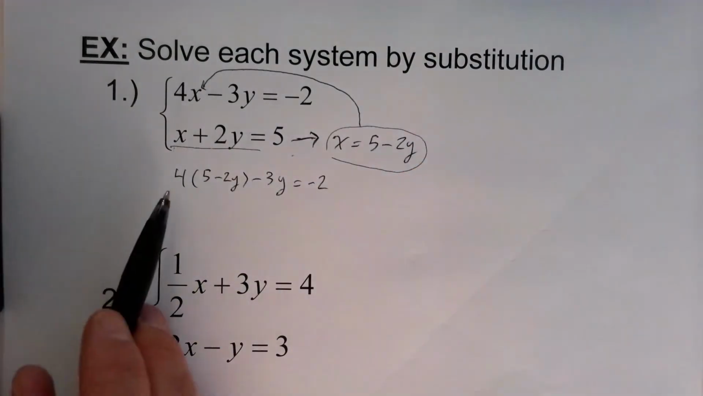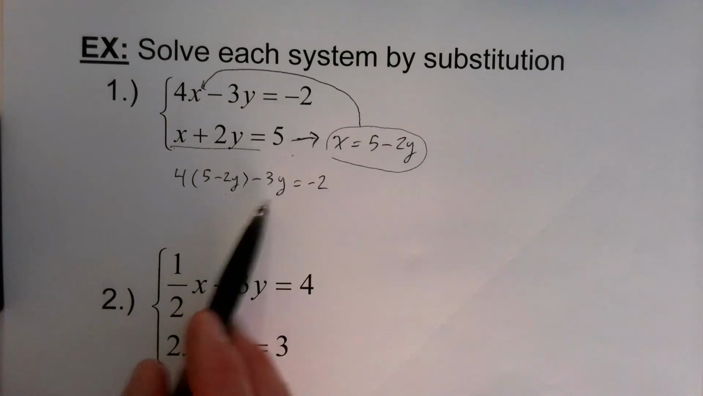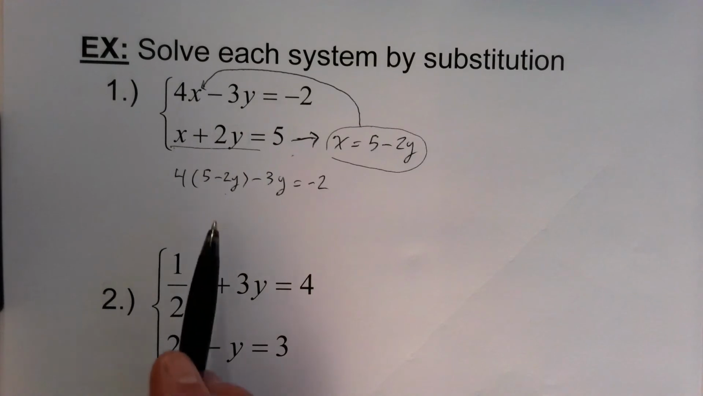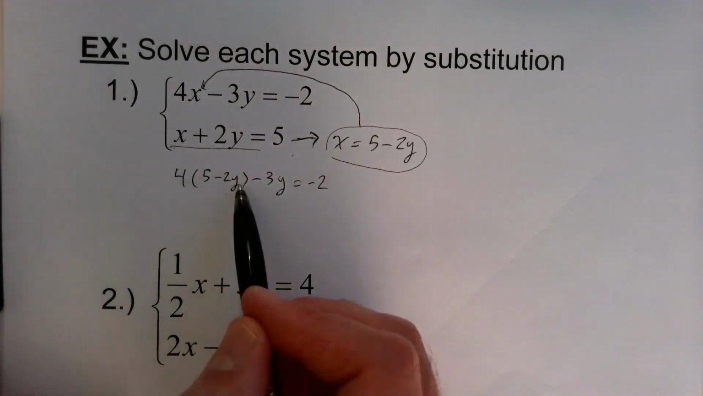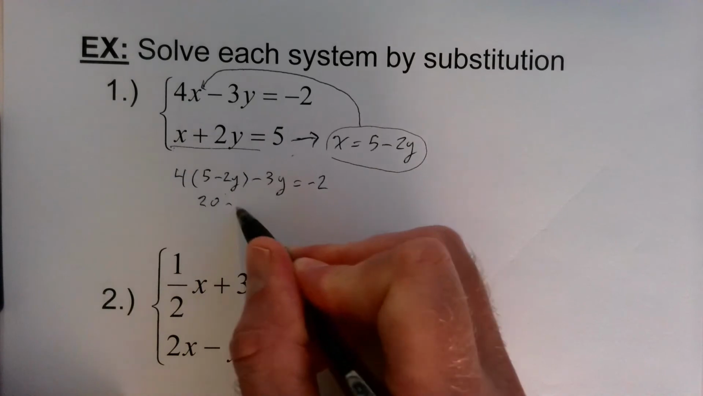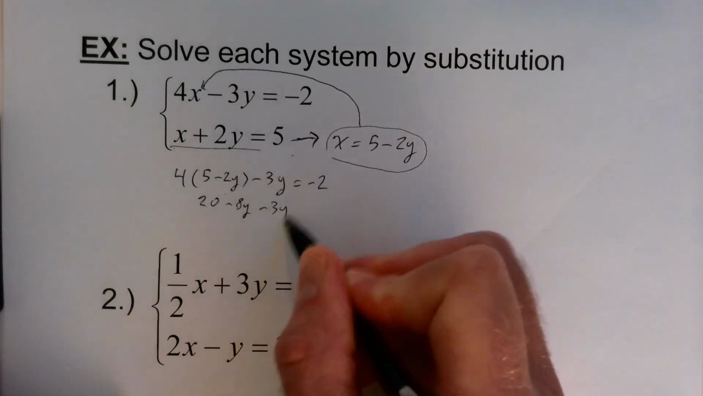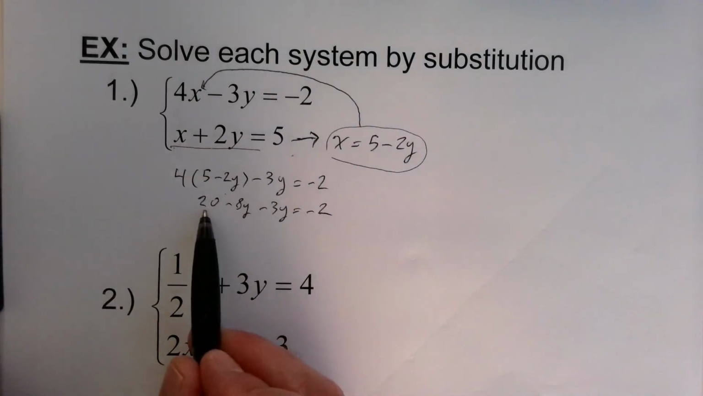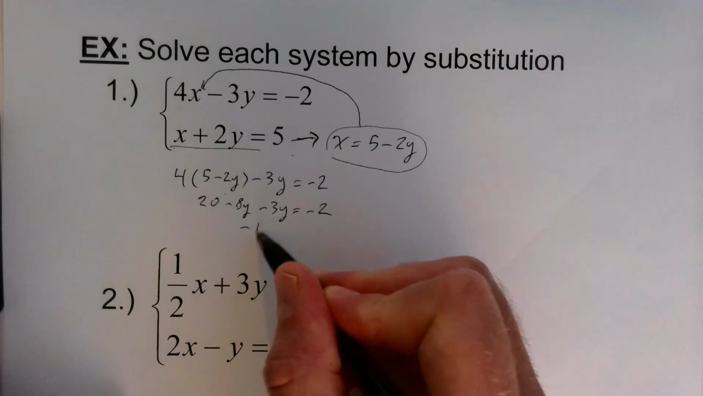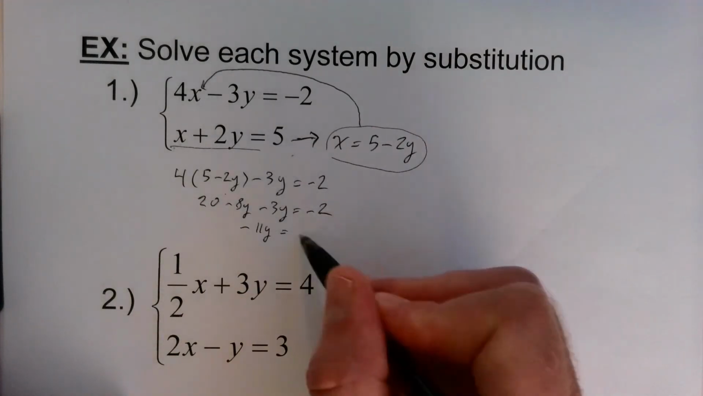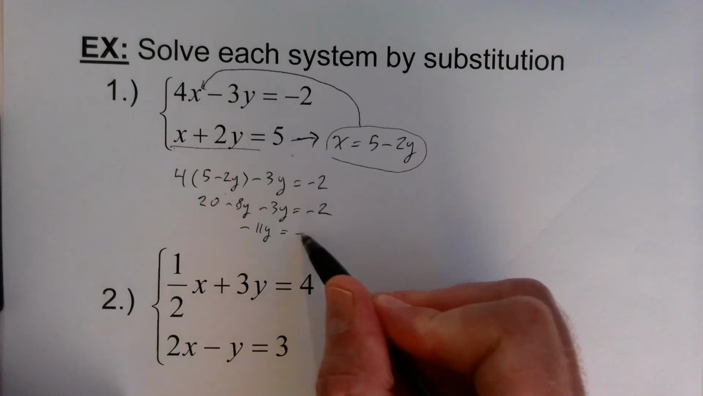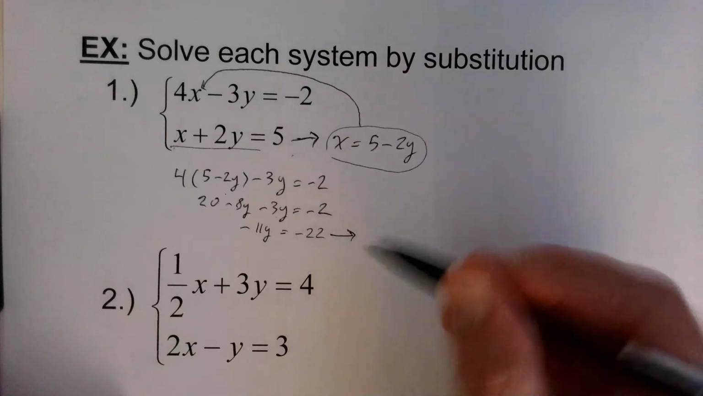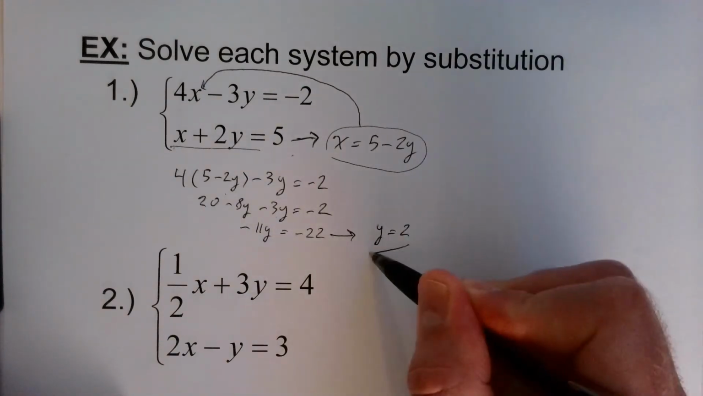Okay, now I have one equation with one variable instead of two equations with two variables. And this is something that we saw in the last video. We reviewed how to solve these linear equations. So I'm going to distribute that 4 in. So 20 minus 8y minus 3y is the same as minus 2. I'm going to combine my like terms and get rid of this 20. So that gives me minus 11y equals, well, if I subtract 20, I get minus 22. Well, that's nice. If I divide by minus 11, I get a positive 2 for y.